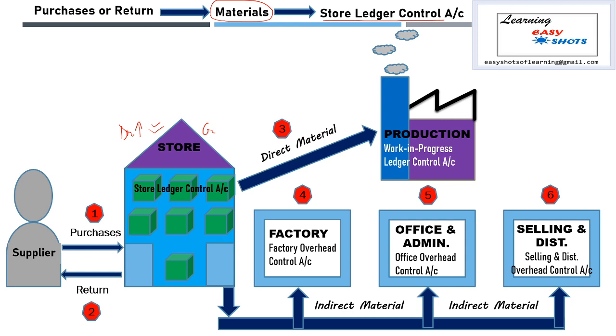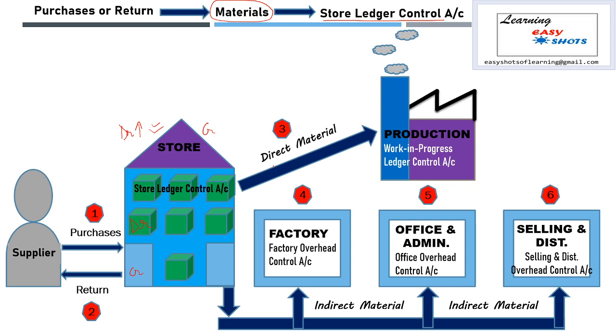So when we purchase raw material from the supplier, we debit the store ledger control account, and when we return the material to the supplier, our material is reduced in the store, so we credit the store ledger control account. Now the second case, where the raw material or the material is transferred from the store to different departments. When we talk about material, it is of two types: direct material or indirect material.